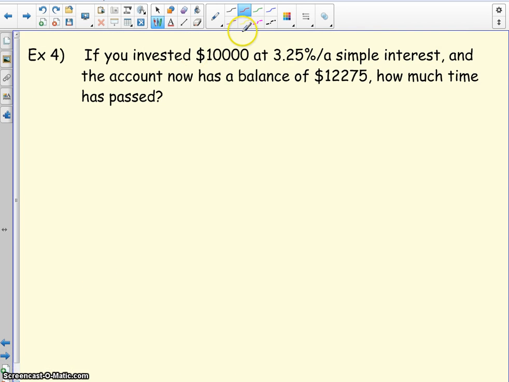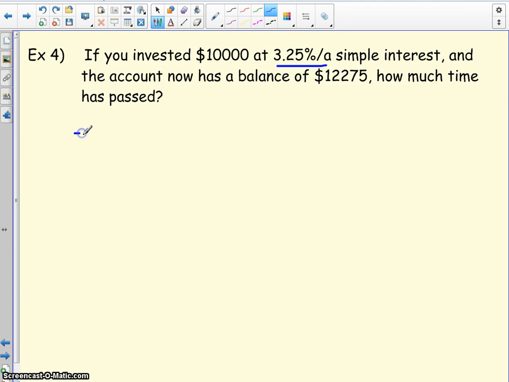Okay, so one last example here before we call it a day. Now, we've invested $10,000 at 3.25% a year simple interest, and we're told the account now has a balance of $12,275. We want to figure out how much time has passed. So this one's a little bit different, in that we're not being asked for the interest now, we're being asked for how much time has passed for the investment to grow from $10,000 to this amount at 3.25% per year simple interest. So let's think about what we know here.